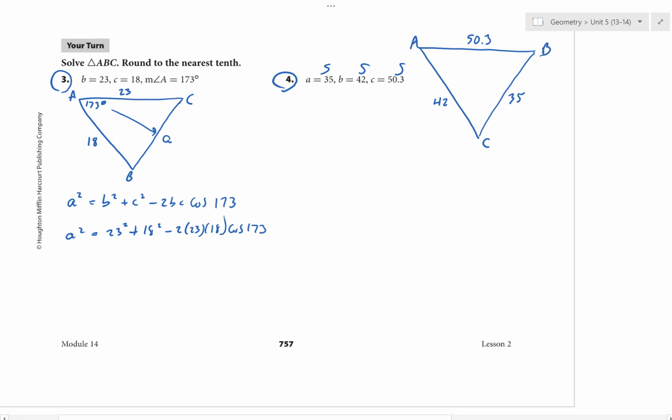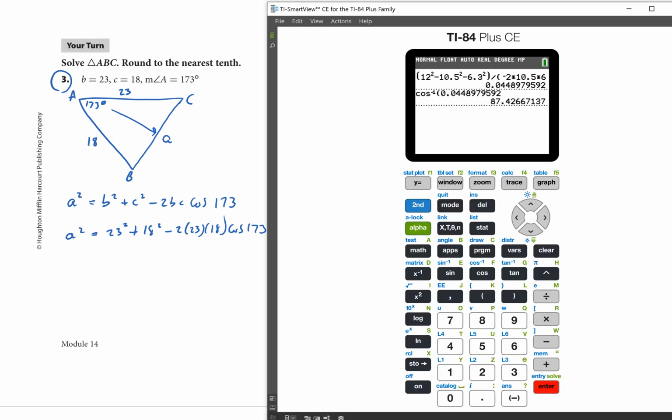Now to do this, I want you to watch the calculator work, because when I was coming around helping students, I realized not everybody really knows the functionality of your calculator. So if everyone could stop what you're doing and watch up here, please. When I find A, well, let's go ahead and evaluate that left side. So if I have 23 squared plus 18 squared minus 2 times 23 times 18 cosine of 173, that gives me an answer of 1674.828.